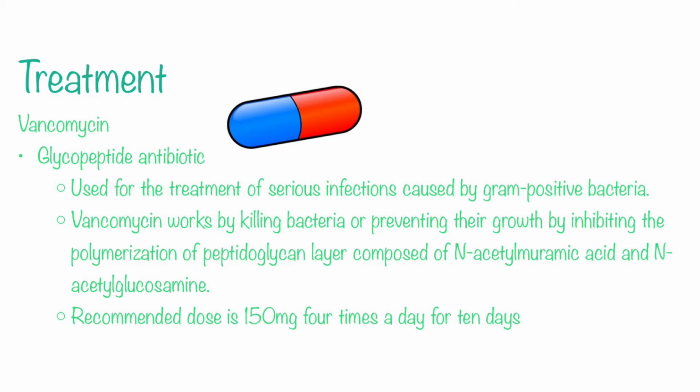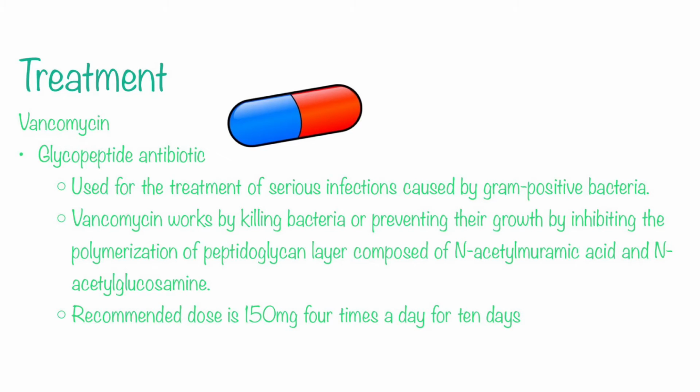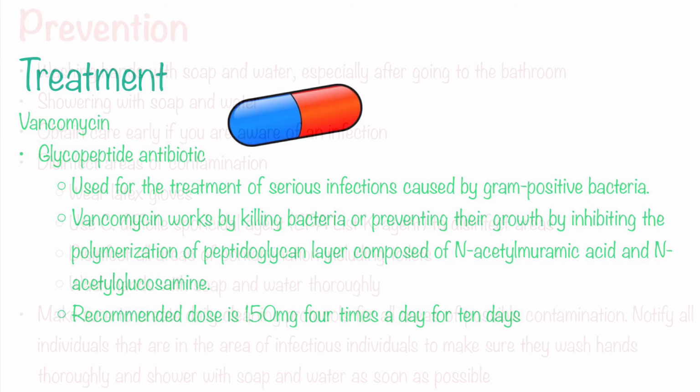Clostridioides difficile can be treated with vancomycin. Vancomycin is a glycopeptide antibiotic. It is used for the treatment of serious infections caused by gram-positive bacteria. Vancomycin works by killing bacteria or preventing their growth by inhibiting the polymerization of the peptidoglycan layer composed of N-acetylmuramic acid and N-acetylglucosamine. Recommended dose is 150 milligrams 4 times a day for 10 days.